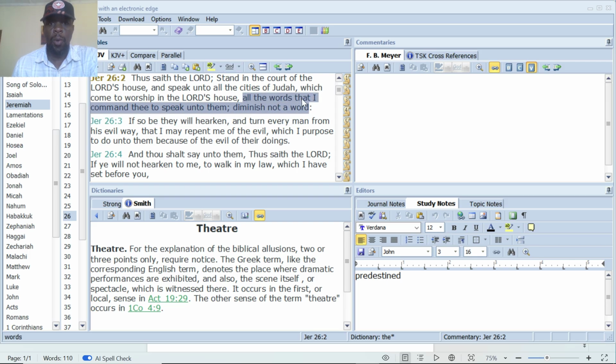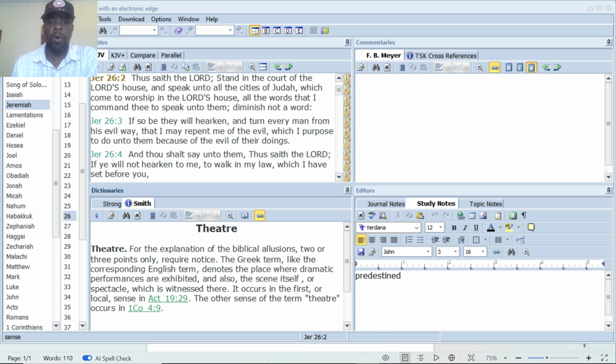Where it says, all the words that I command thee, this was God speaking to Jeremiah when he sent him to preach. All the words that I command thee to speak unto them, diminish not a word. You see here, God gave Jeremiah the freedom of speech. All the words that I command thee to speak unto them. So we get our freedom of speech from God, okay?